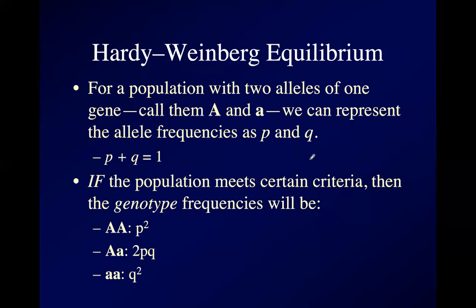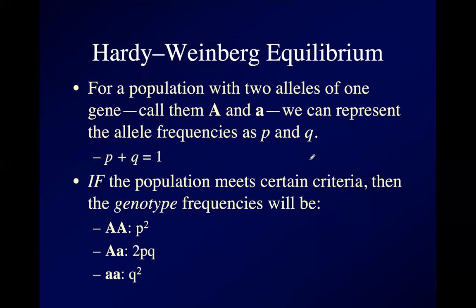If you want to turn them into percents, you can multiply by 100 and add a percent sign at the end. But we usually represent these as decimals. And the sum of p plus q is always going to equal 1.